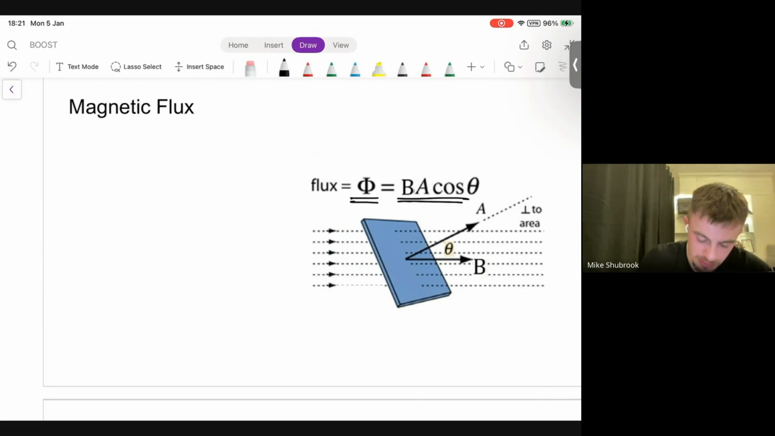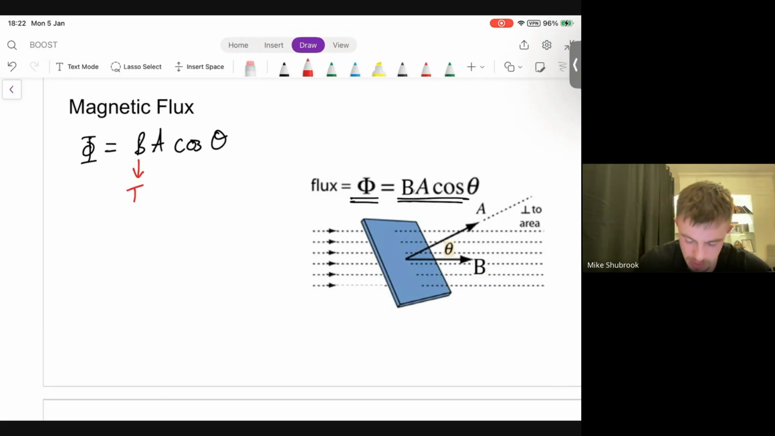Right, and now this, perfect question, Musa, is going to tell us why the magnetic field strength is also called the magnetic flux density. So flux is B times A times cosine of theta. So the units of flux, we don't know what those are yet, sorry. We know that the unit of magnetic field is the Tesla, and we know that the unit of area is meter squared.